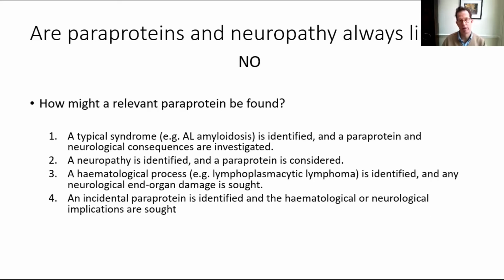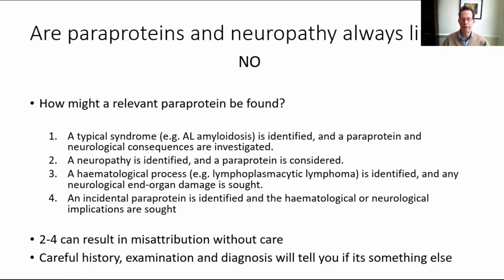Sometimes a neuropathy is identified, and then a series of blood tests are done through which the paraprotein is considered. A hematological process such as LPL might be identified, and neurological end organ damage might be sought. And sometimes a clinician may simply find a paraprotein as an accident and then go seeking the hematological and neurological implications of that. Although scenario 1 is nearly always, probably always related to paraprotein, scenarios 2 to 4 can result in misattribution of causation of that paraprotein without care. And the way to avoid that is taking a very careful history, examining the patient and making a full diagnosis, which will tell you if the problem is something else and unrelated to the paraprotein at all.